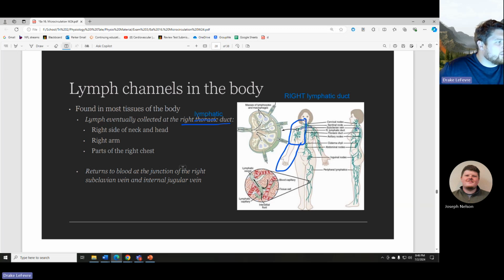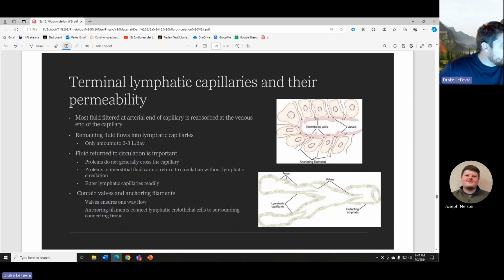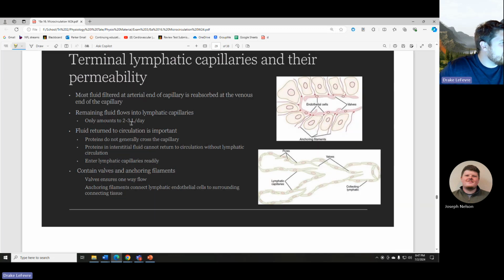Both of them return the blood to the junction of the subclavian vein and the internal jugular vein, up there towards the base of the neck. A lot of this isn't super tested on. The stuff that will be tested on is usually the amount of fluid, like 2 to 3 liters per day. Lymphatics have one-way valves, just like the veins do, so movement helps with lymphatic movement.